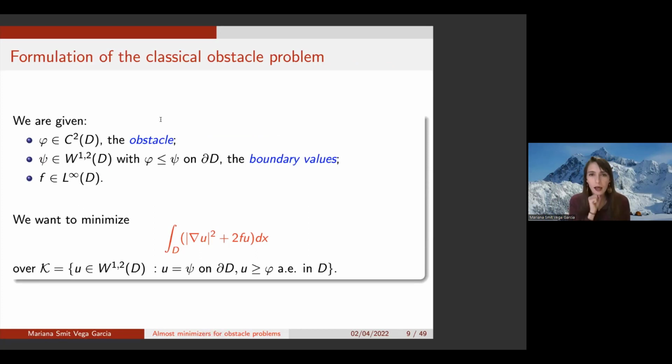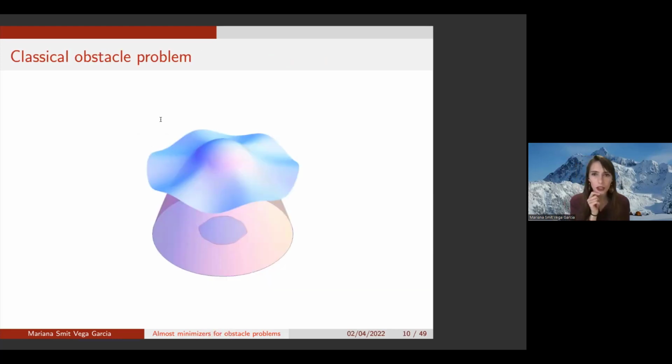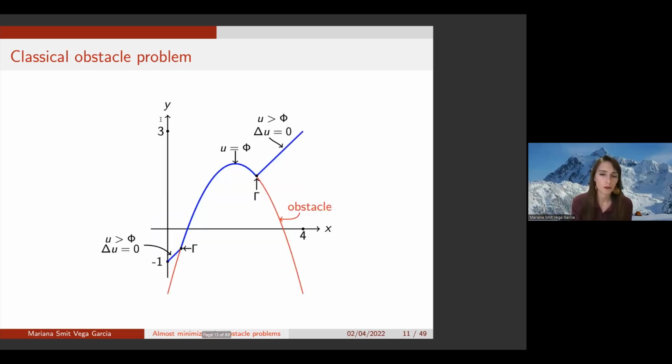So just to recap, what was the classic obstacle problem? You have an obstacle defining the whole domain. You have boundary data. You have a function f, the right-hand side of your PDE. You want to minimize an energy over all functions that have boundary data and are on top of the mountain, over the obstacle, almost everywhere in the domain. So with our mountain here, you're going to have the boundary data. You're going to have a region in which the obstacle is equal to the minimizer and a region in which they detach. The minimizer is strictly greater than the obstacle.